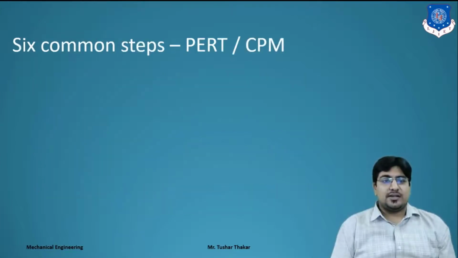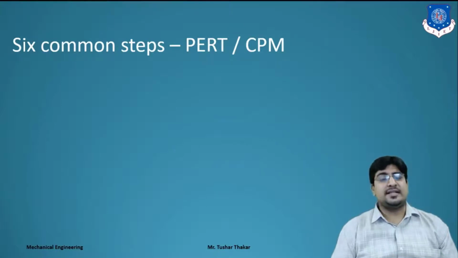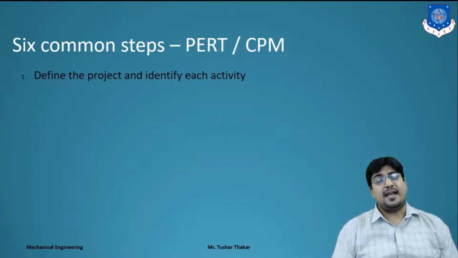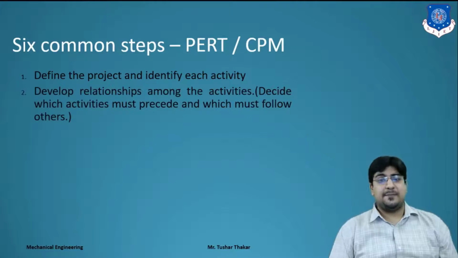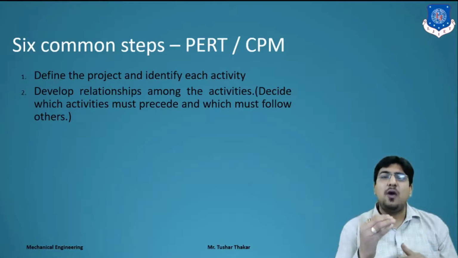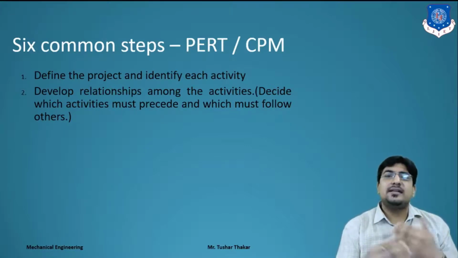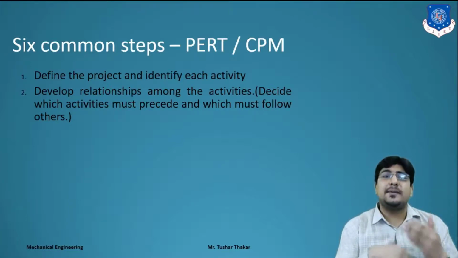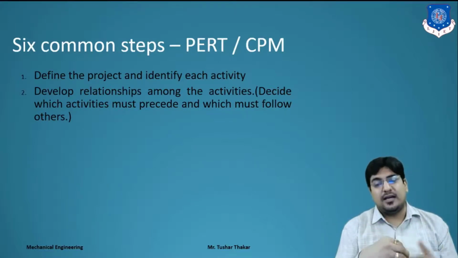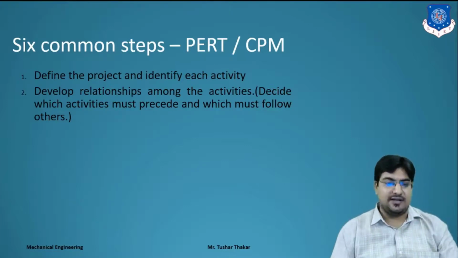So next, what are the major 6 steps we have to follow for CPM and PERT? First, we define the project and identify each activity, in order to draw a network diagram. Second, develop the relationships among the activities and decide which activity must precede and which must follow. In the data, they sometimes give a predecessor activity, or sometimes a successor activity. So you have to develop that relationship on the network diagram as predecessor activity and successor activity, right?